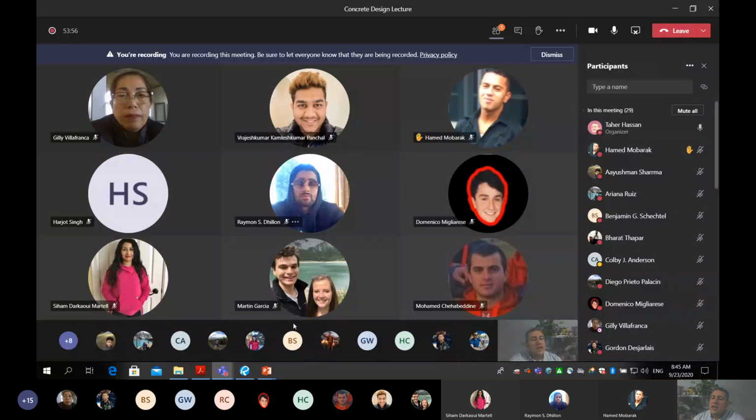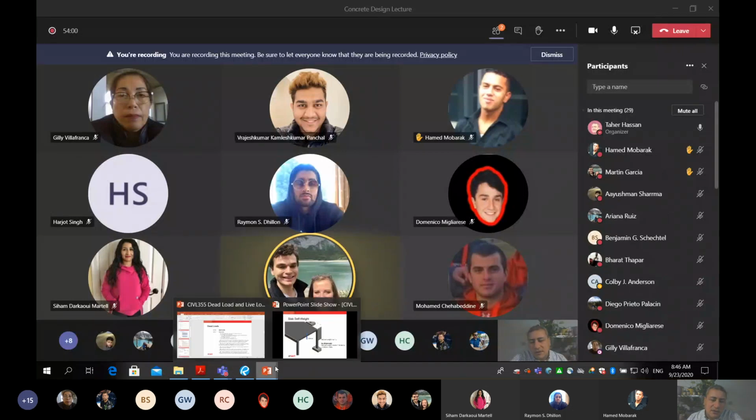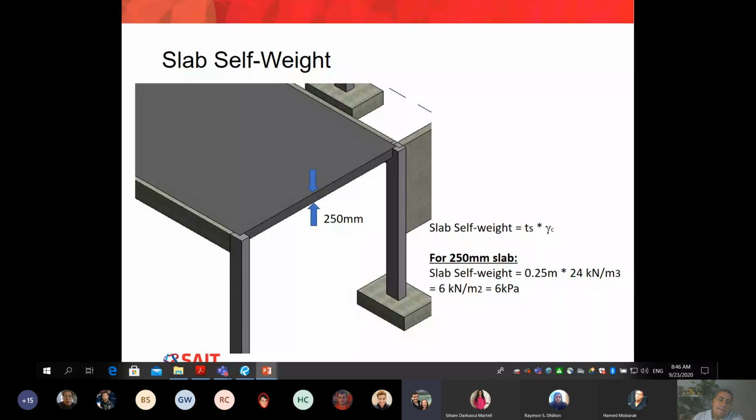Okay, let's go back and see if somebody else has any question. Okay, guys, if you have any question, you have. So we have Martin. Thank you so much. Go ahead. I'm just wondering, why are we not calculating the whole weight of the slab and just taking that little bit of it, like just the weight per unit length?